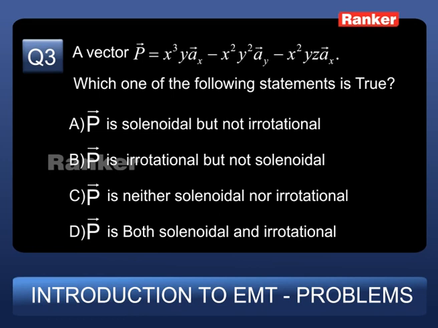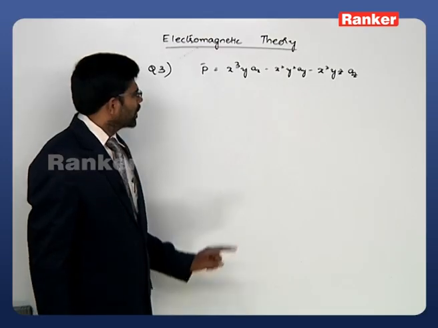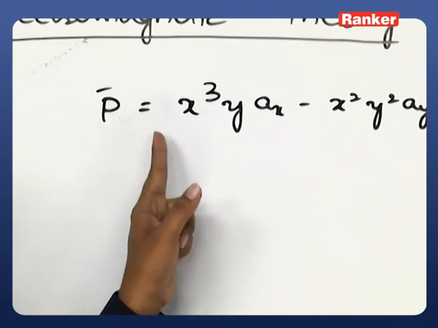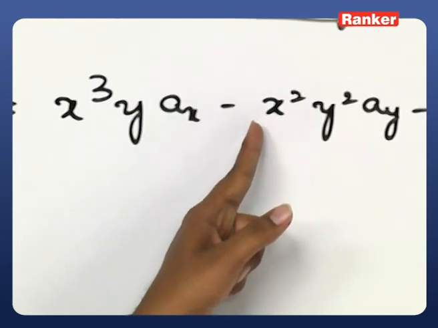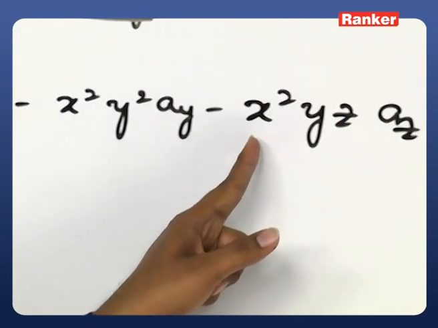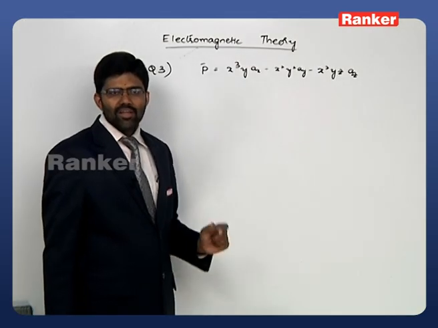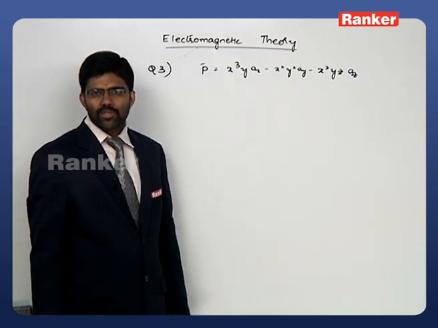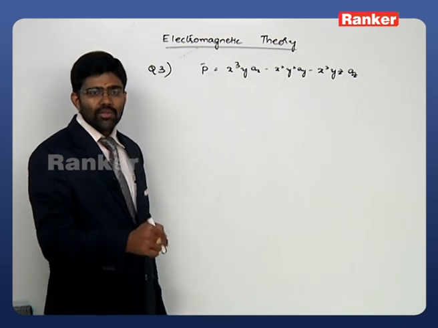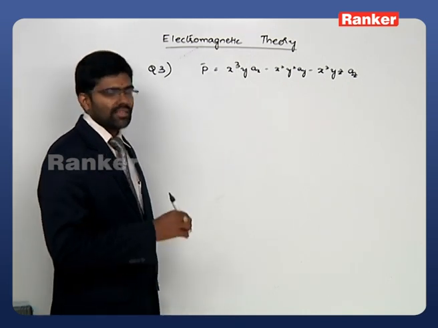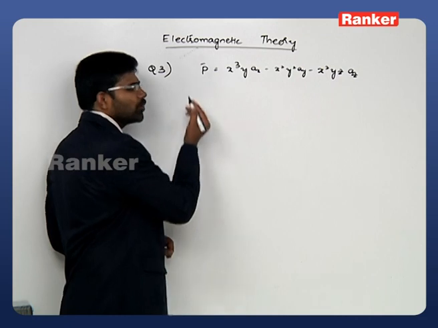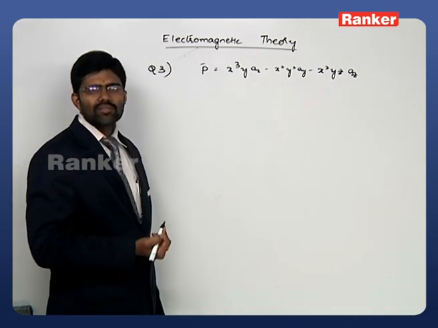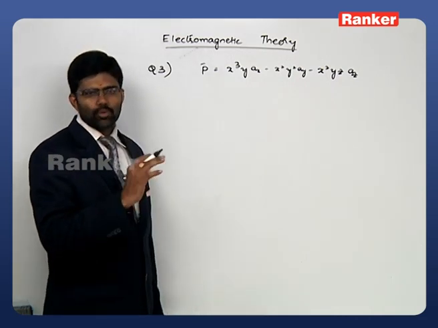So this is the question given to us. Now a vector P bar is given to us. P bar is x cube y ax minus x square y square ay minus x square yz az. We are asked to check the solenoidal property and rotational property of this particular vector. Now we need to recollect the concept of divergence and curl here: when a particular vector is said to be solenoidal, and when it is said to be irrotational or rotational.